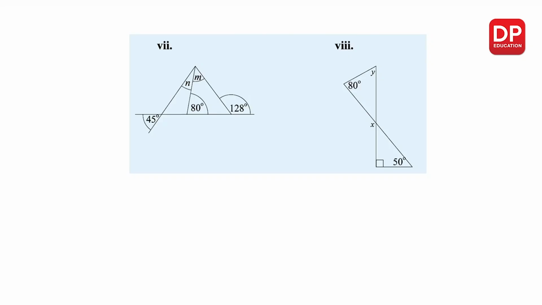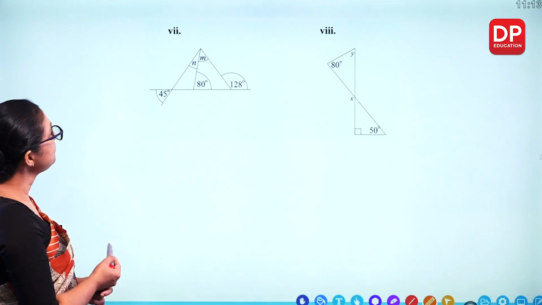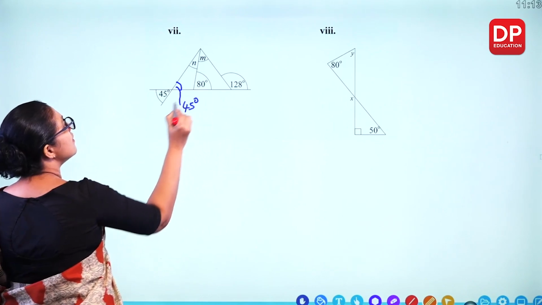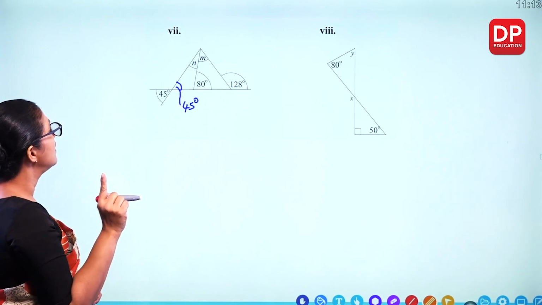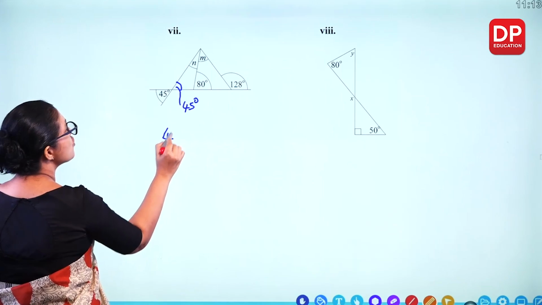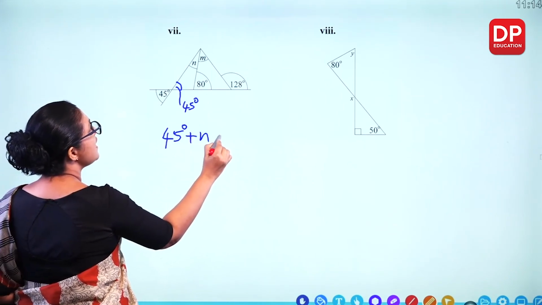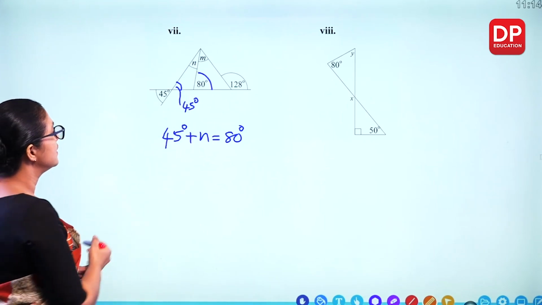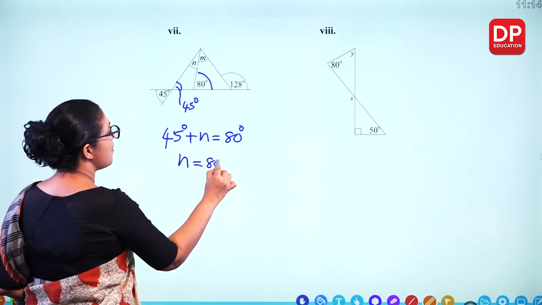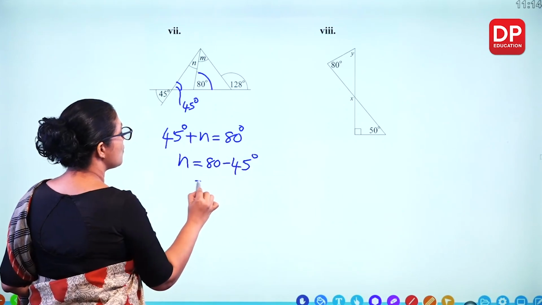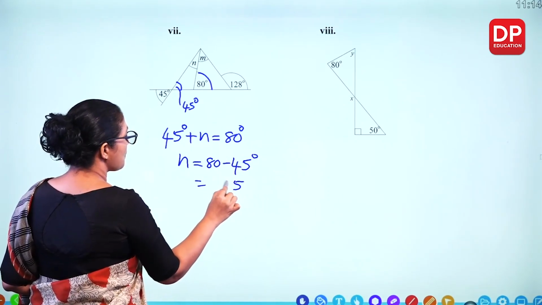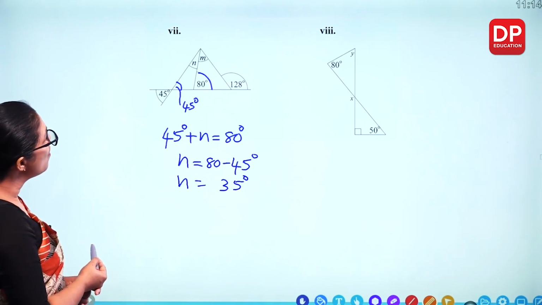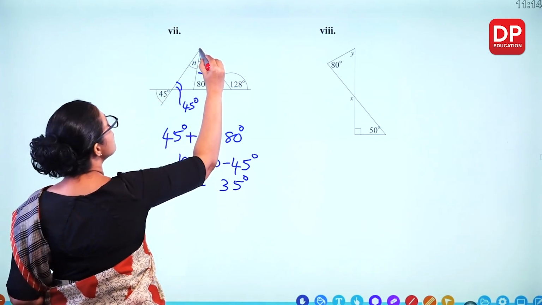Look carefully at this one. You are asked to find M and N. If this is 45, this is 45. Vertically opposite angles are equal. Then we can create an equation: 45 plus N equals 80, because this is the exterior angle to this triangle. So what's N? 80 minus 45. You get 35 degrees for N.